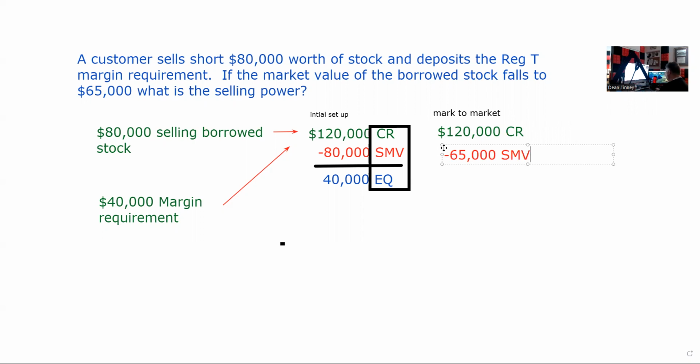So far, this is looking pretty good. In a short position, what you're trying to do is sell high and buy low. And so the stock is indeed going the right direction for us in this scenario. And again, we're going to do our mark. Please note, since the stock has gone our way, we now have more equity.